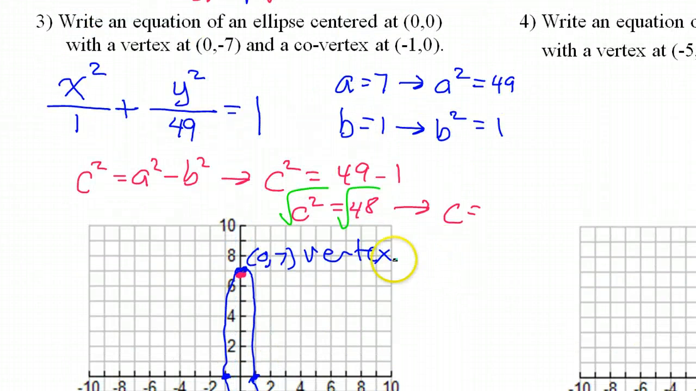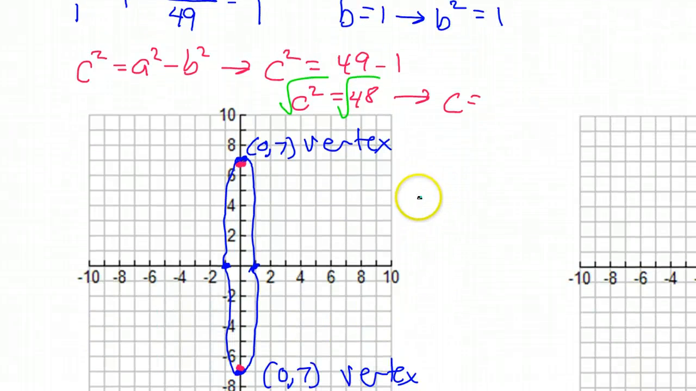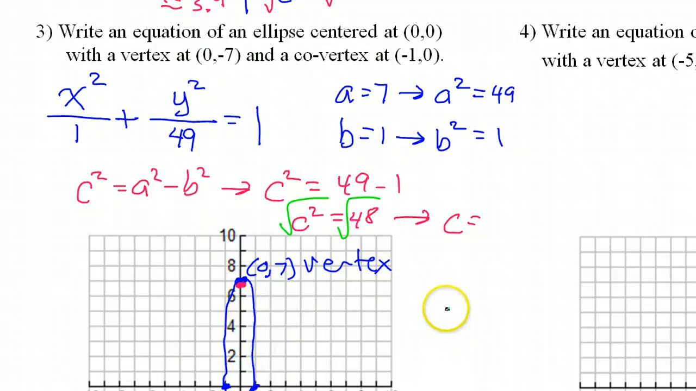Okay, we were not asked to list off the foci, so we're just graphing. So that's it. We are done. All we had to do was graph it and write an equation. So we've done that. Okay, let's move on to the final problem.